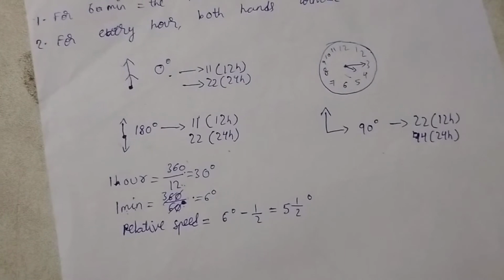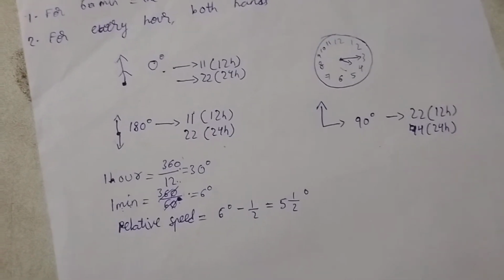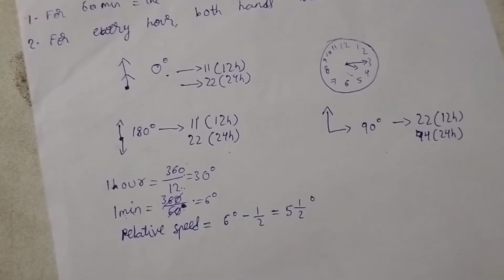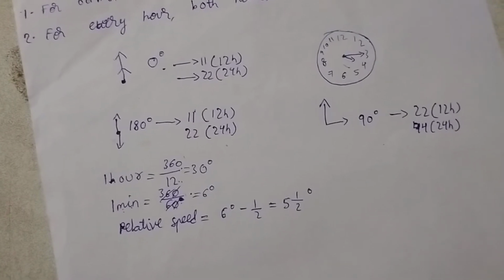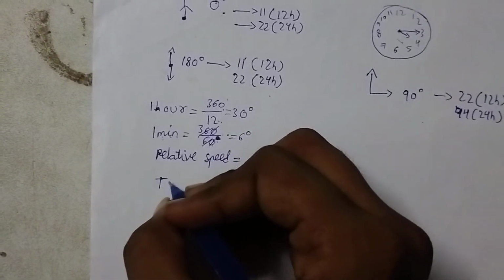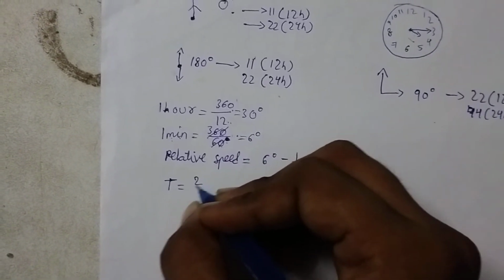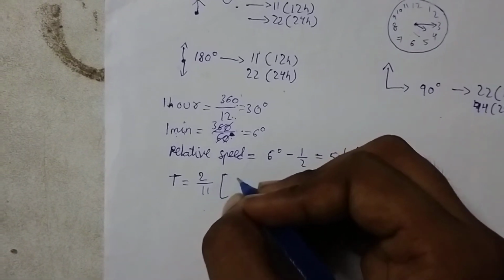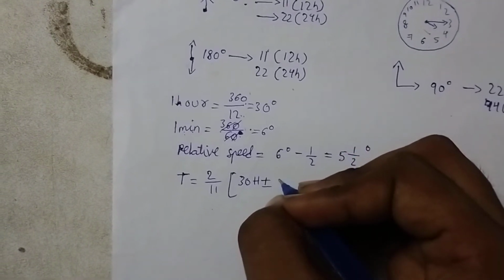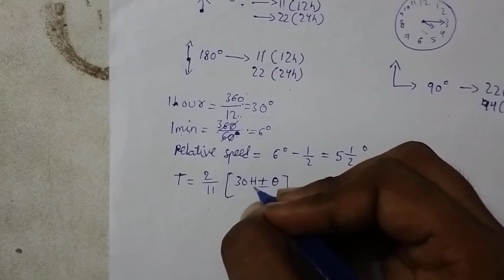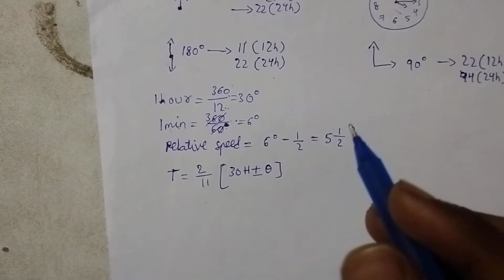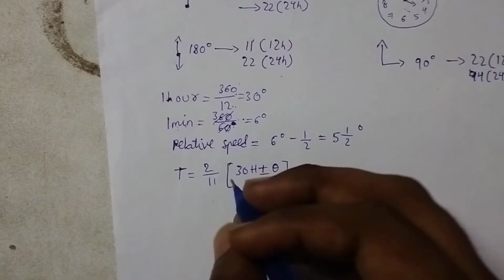I am telling two more formulas, and with these formulas and this concept we can solve clock problems very easily and frequently within a little span of time. When they ask about time, we have to use this formula: 12 by 11 into (30h plus or minus theta), where h means hour and theta is the angle between the hands of the clock. When in the question they ask about time, we use this formula.